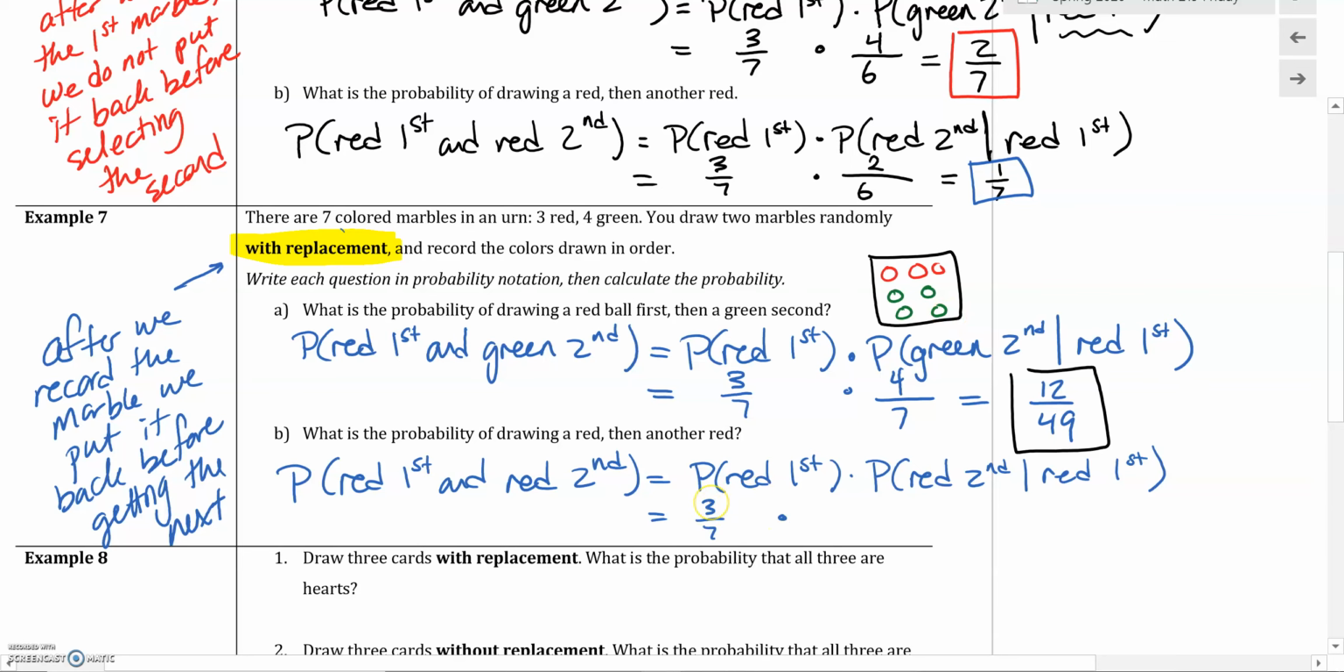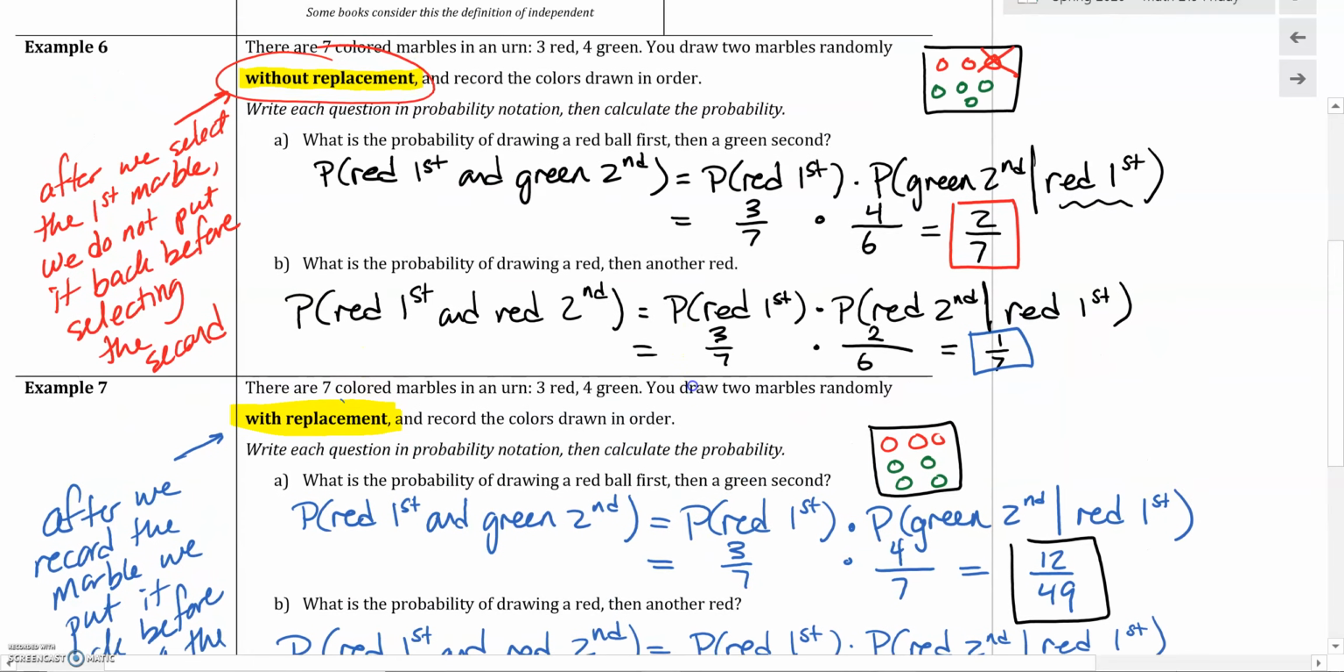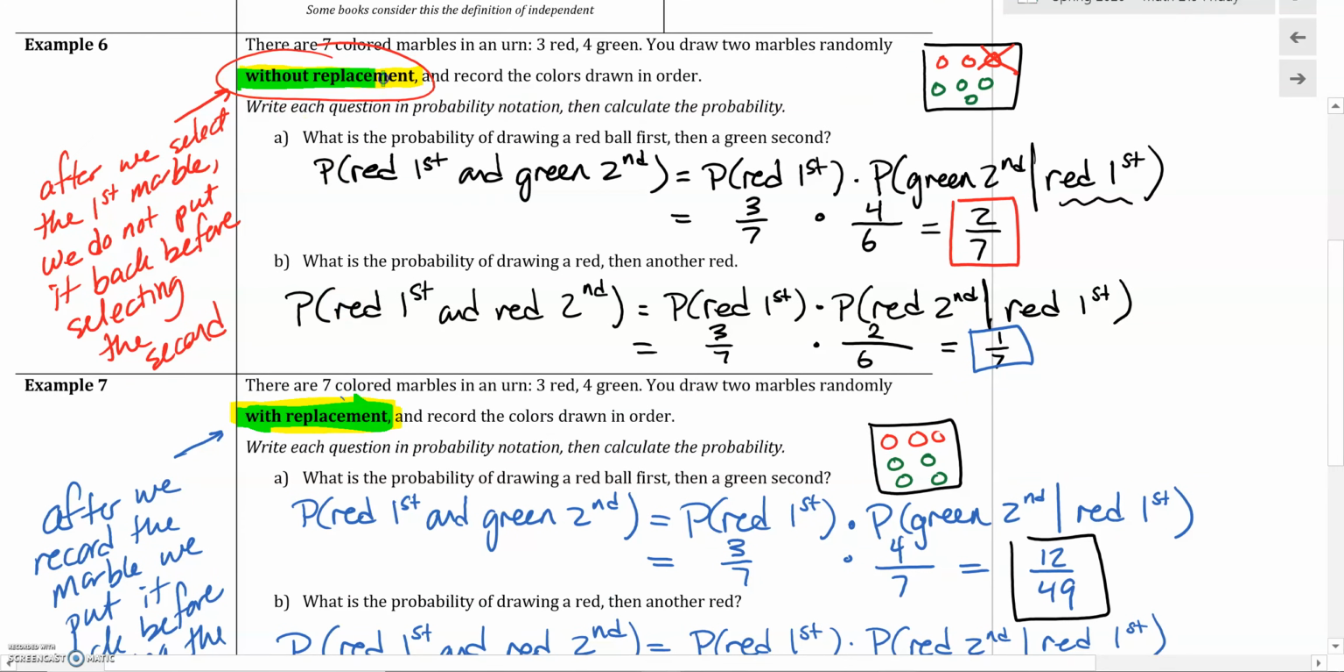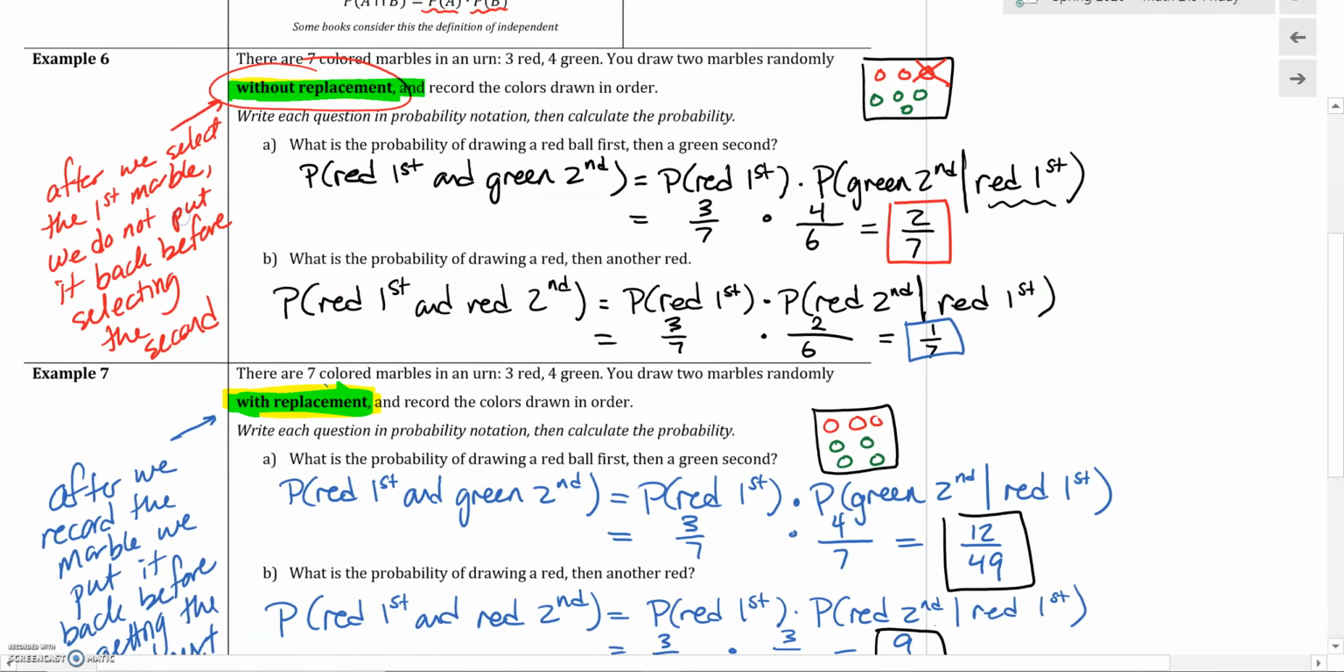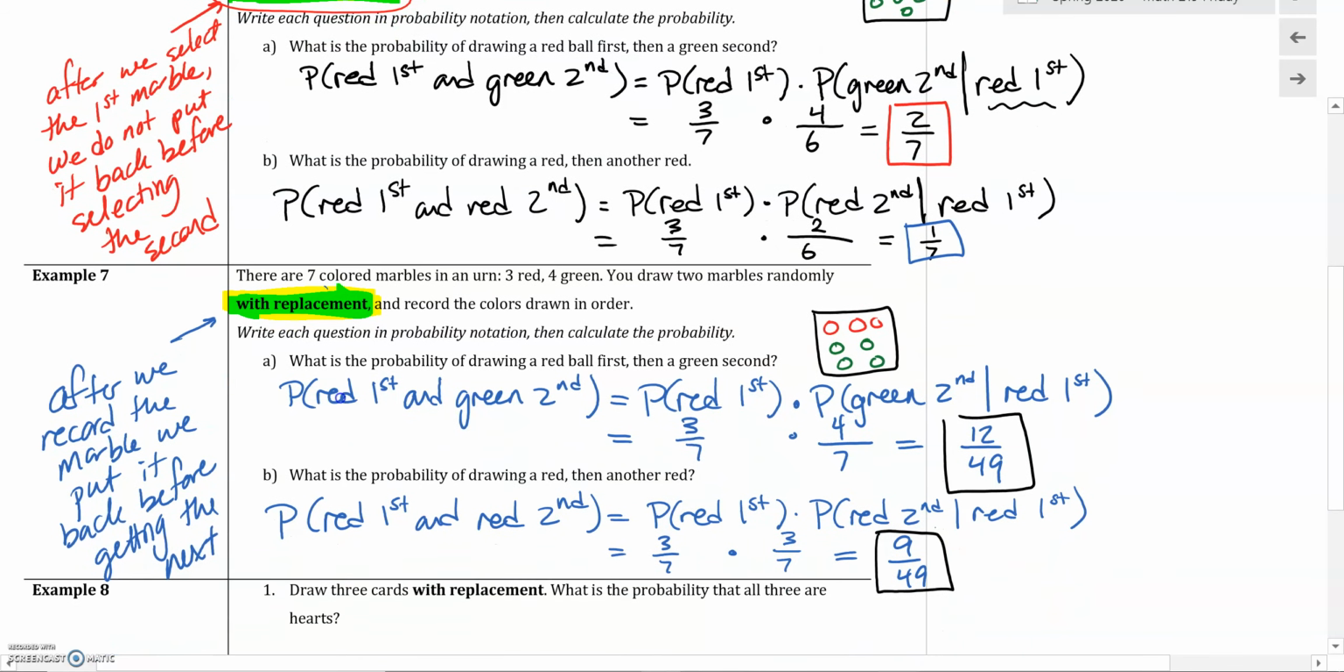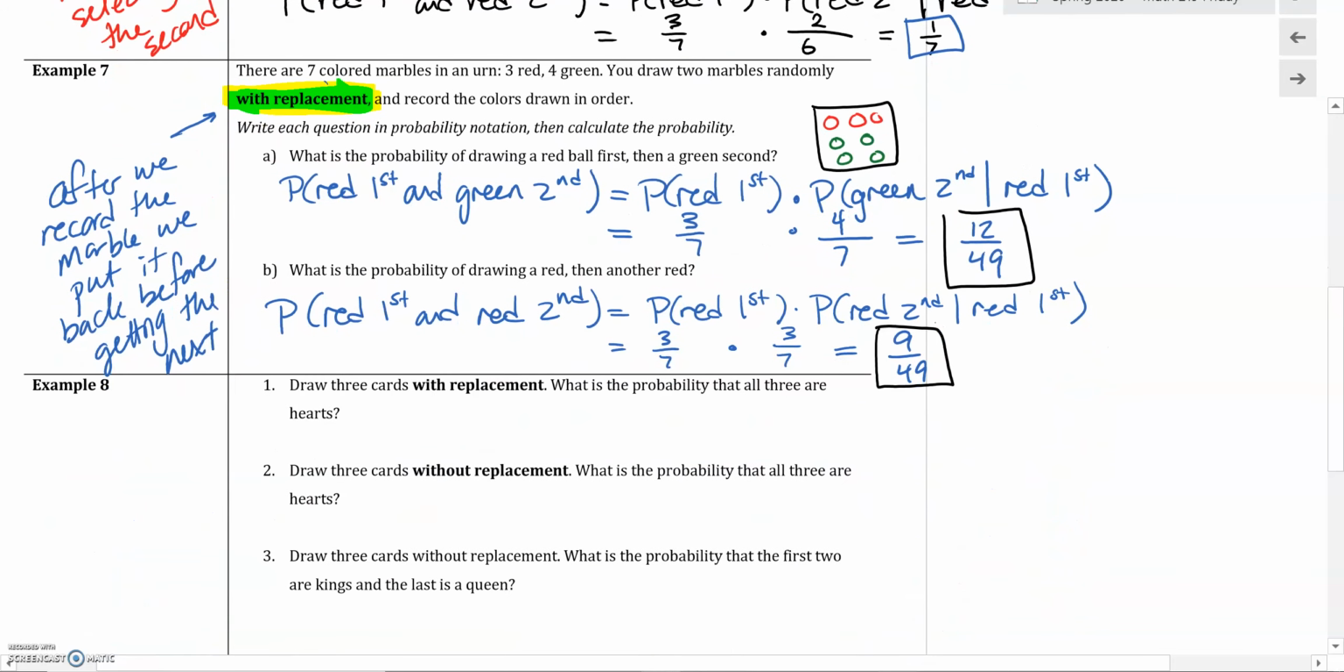Now, again, I don't hold that red marble out. I pull out a marble, I go, oh, you're red. I put it back in the bag, so none of these are crossed out. There's still 7 marbles. So the chance of getting another red one is simply still going to be 3 out of 7. It doesn't matter that I already pulled out a red because I didn't keep it out. I put it back in the bag before I grabbed this guy. Anyways, this will come out to 9/49. So with and without replacement is really something important to hold on to, because the same question has different answers depending on whether or not you're using replacement.